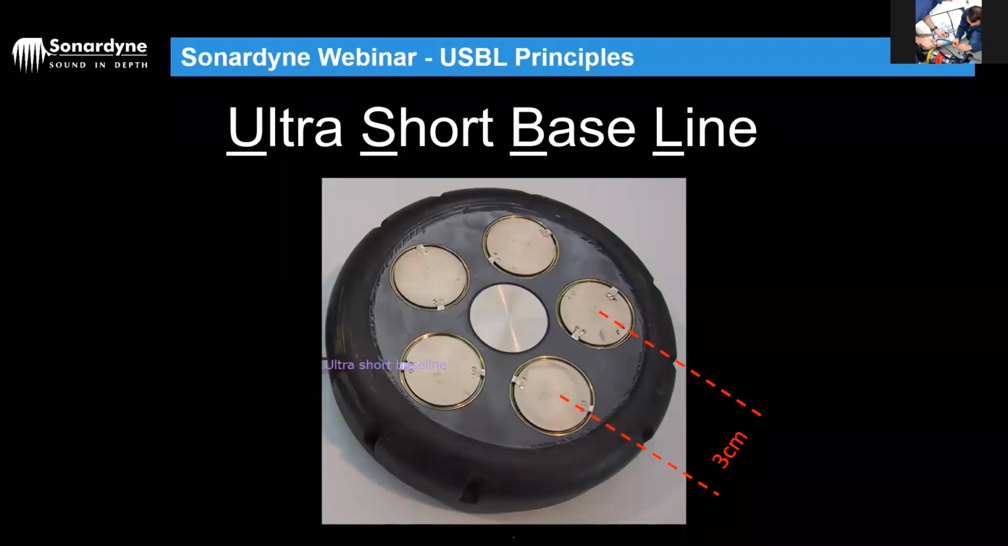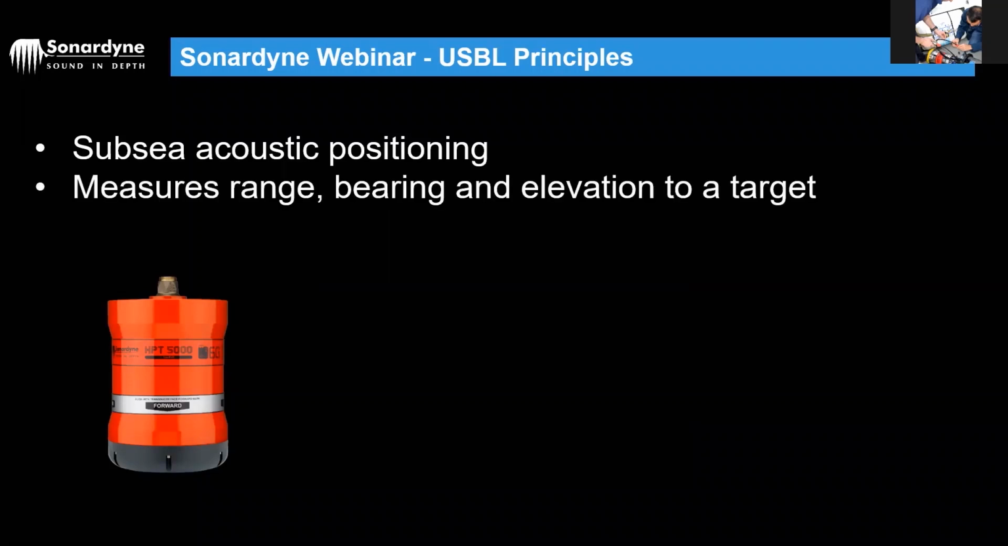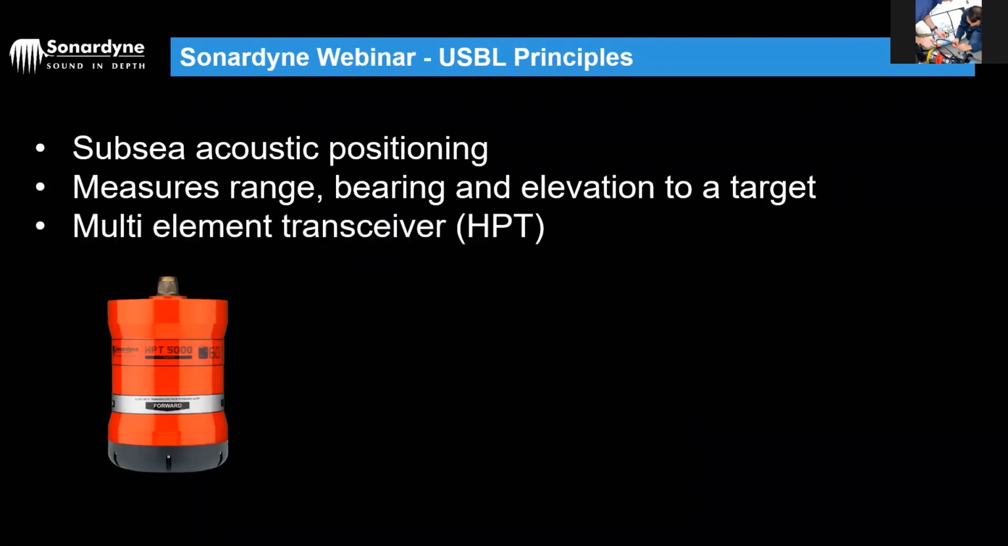So in summary, a USBL system is an acoustic positioning system used for underwater, obviously. It measures range, bearing, and elevation to a target. So it measures a three-dimensional point in space of the thing we're trying to track, and it uses a multi-element transceiver, which we call HPT. So have a guess. What do you think HPT stands for? Type up on the screen or in the chat. What does HPT, do you believe, stand for?